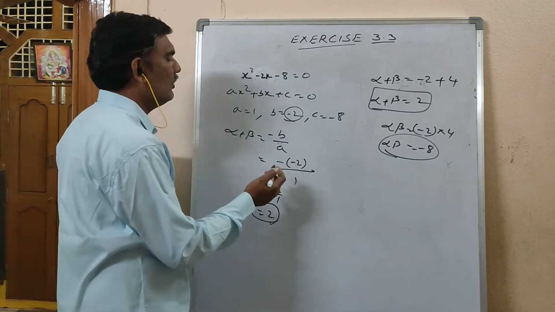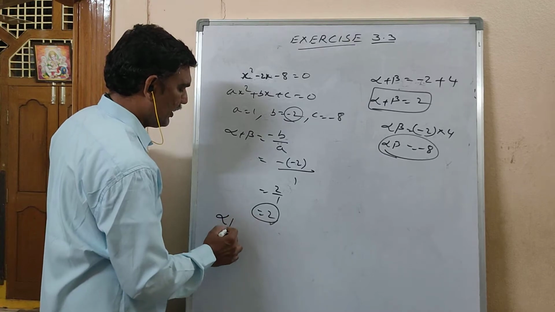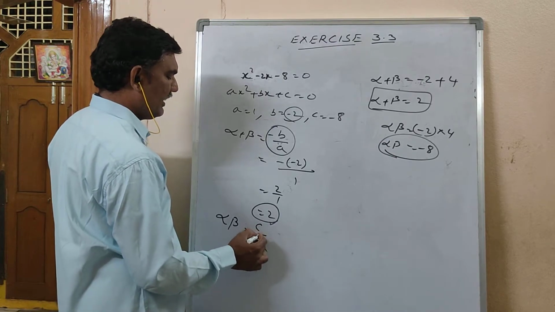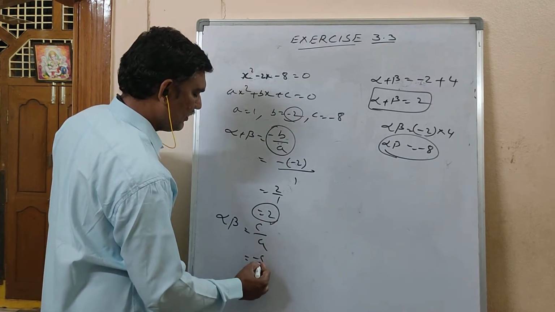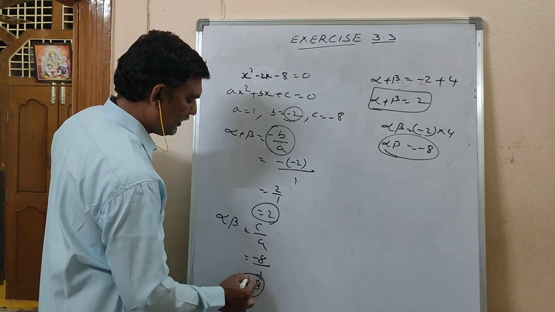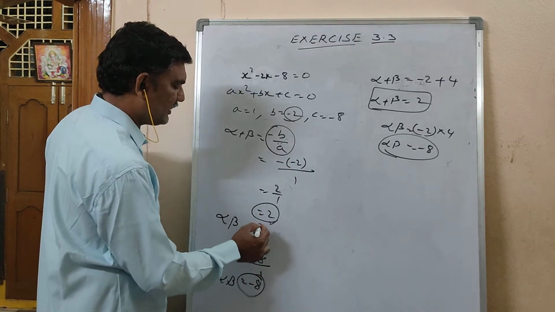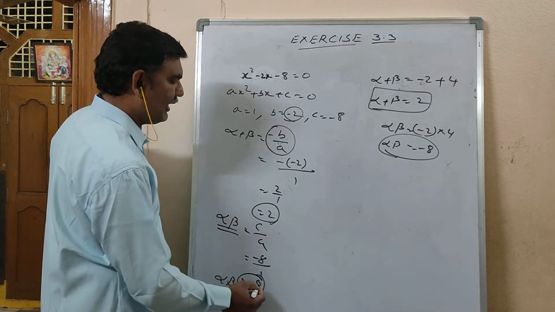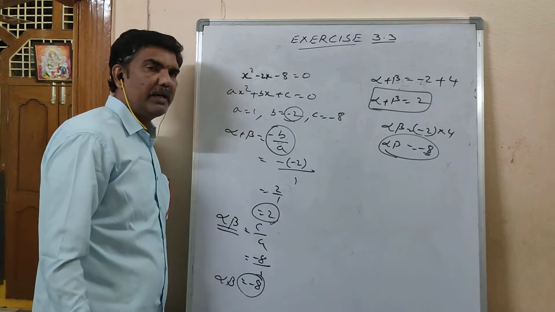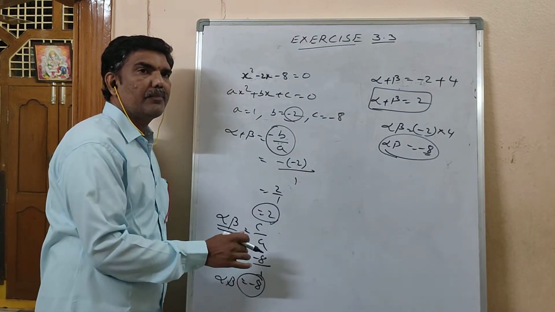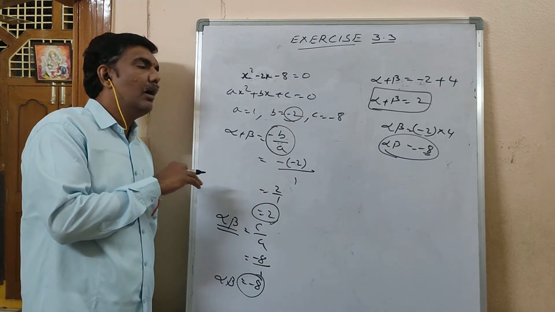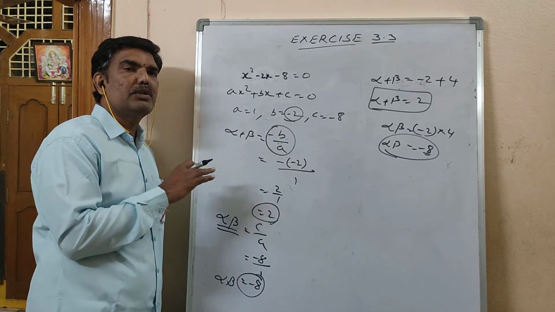Now again what you have to do? Product of the zeros. What is the formula for the product of the zeros? C by A. What is C value? Minus 8. What is A value? 1. Minus 8 by 1 is nothing but minus 8. So by using coefficients, you got the product of the zeros as minus 8. By using zeros, what did you get for the product of the zeros? Minus 8. Hence verified. So using zeros and using coefficients, the sum of zeros and product of zeros, you have to verify it.